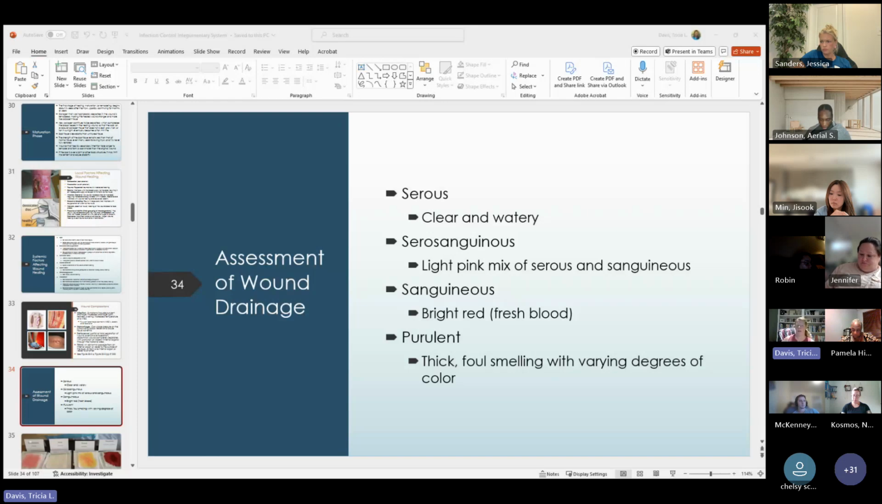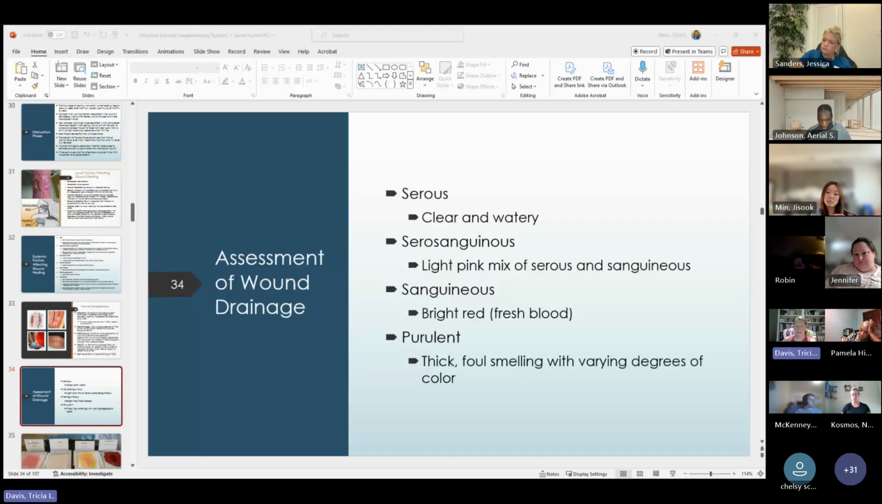If we use the example that I used of the man who had a BKA, where he had his foot amputated, when we go to change that wound there's a lot of fresh red blood there. That can be a good sign. We don't want to see a lot of it, and it shouldn't continue over days and days at a time.